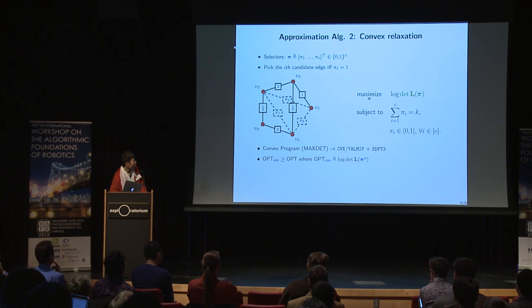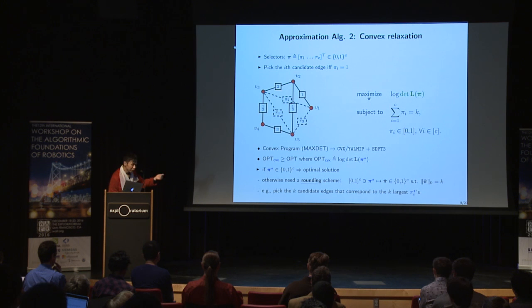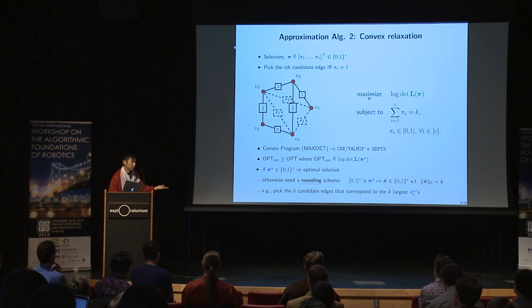Because it's a relaxation, the solution is not the original problem's solution, but we can do some rounding. If the solution happened to be exactly 0 and 1, that's good, that's our solution. But if not, we need to do some rounding. So basically, for larger pi's, we treat them as 1, and for smaller pi's, we treat them as 0. So there's some approximation that can be done.